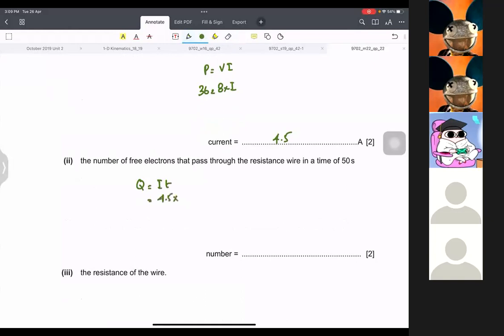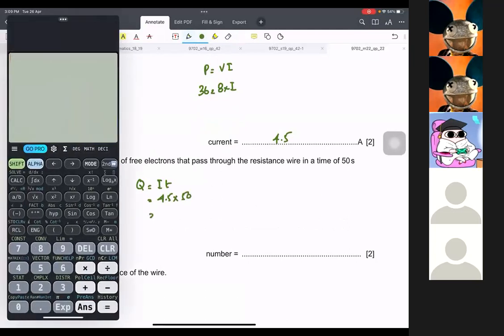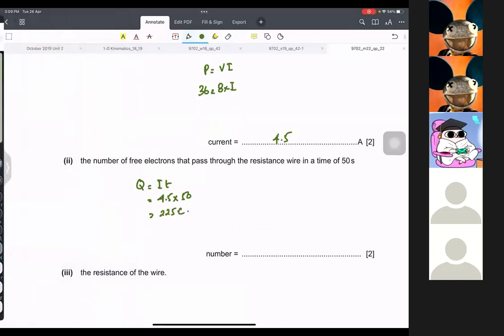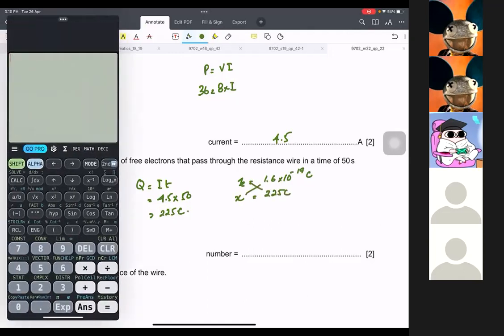4.5 times T. So the total charge passing is 50 coulombs. Now it says number of electrons. One electron is 1.6 times 10 raised to minus 19 coulomb. You should know this. And how many electrons will be in 225 coulombs? Cross multiply.